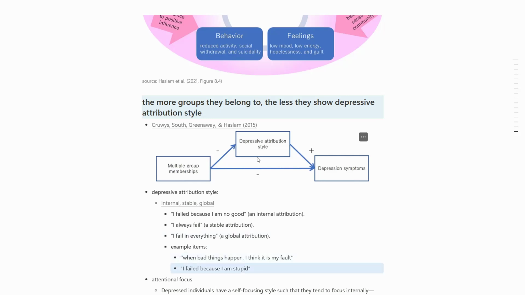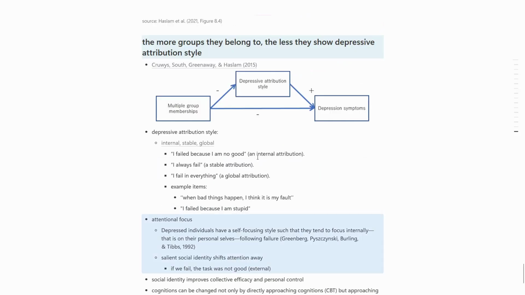And this is also the same. I failed because I'm stupid. So, stupid is the internal attribute. And basically it's internal attribution, but also stupidity is something you cannot really change. So it's also related to a stable attribution. And then if you are stupid, maybe you would fail in any kinds of activities that may be related to your stupidity. Then that could be interpreted as a global attribution.